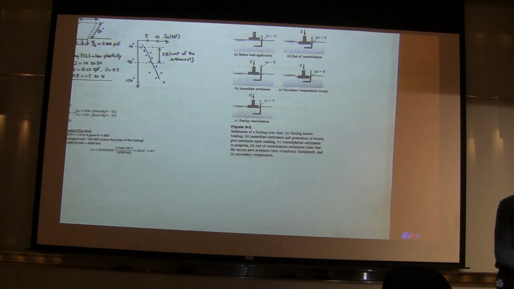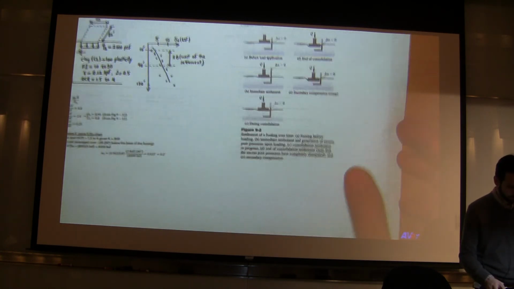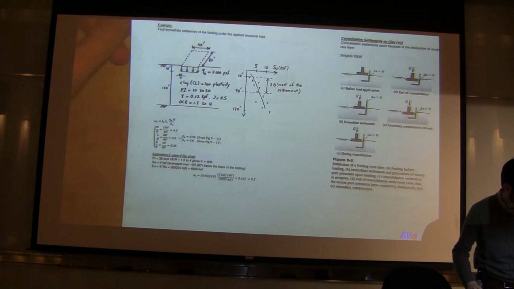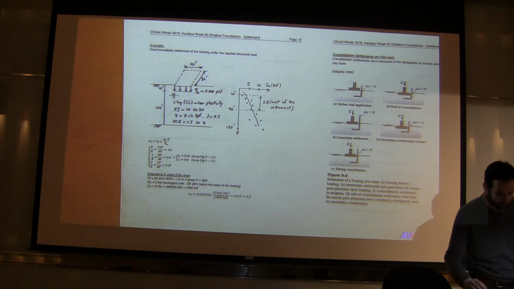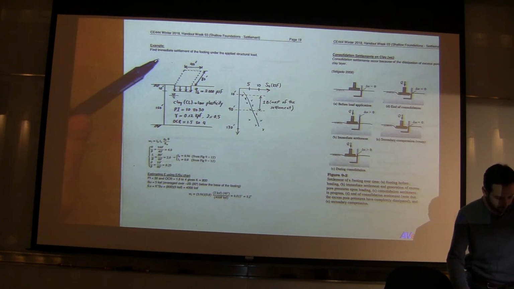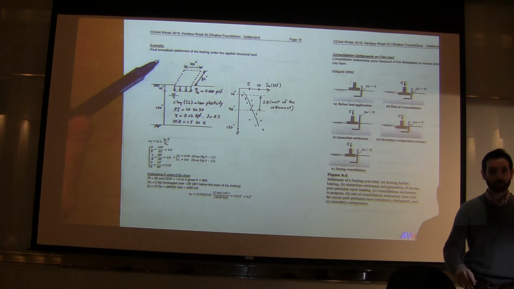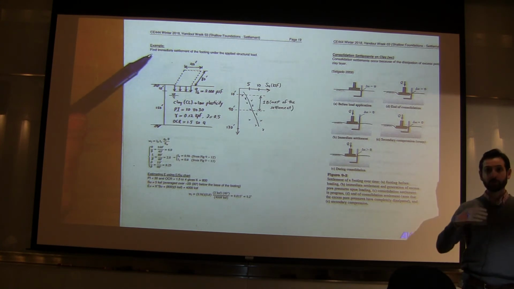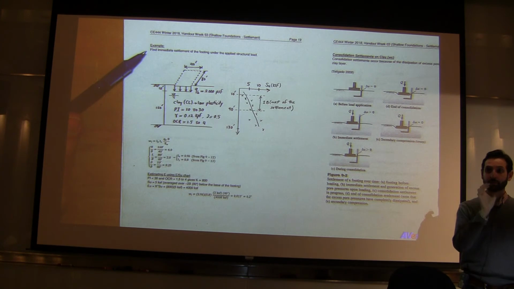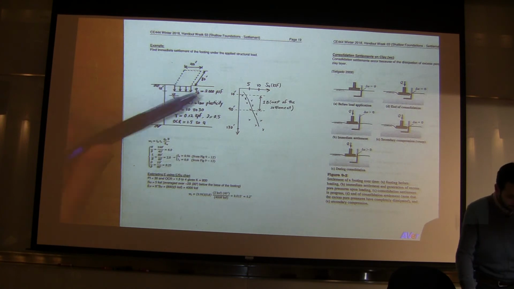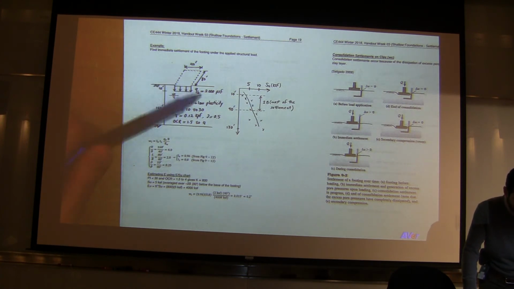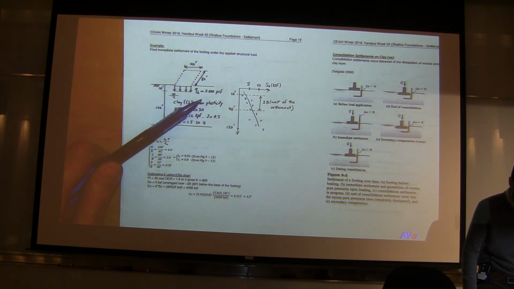All right, so let's look at an example. Page 19. Find immediate settlement of the footing under the applied structural load. Again, I'm repeating it over and over. It's a clay, so you have to calculate immediate settlement and consolidation settlement. Right now, you're only calculating the immediate settlement. The foundation is given, it's a 40 feet by 80 feet foundation. QB is given, it's 2000 PSF or 2 KSF.